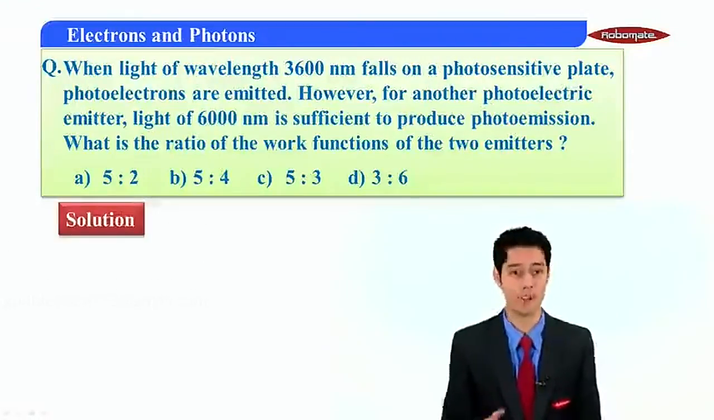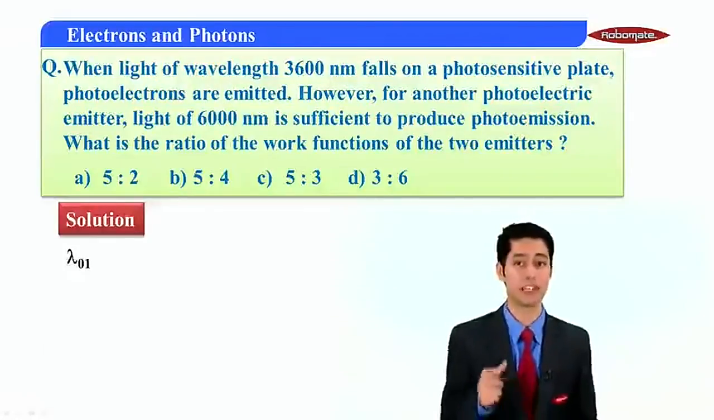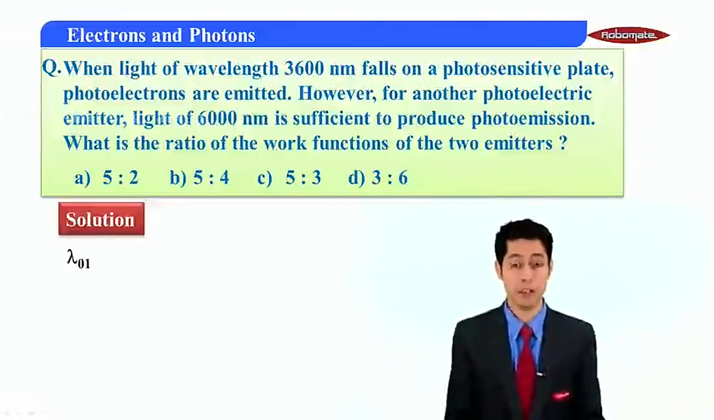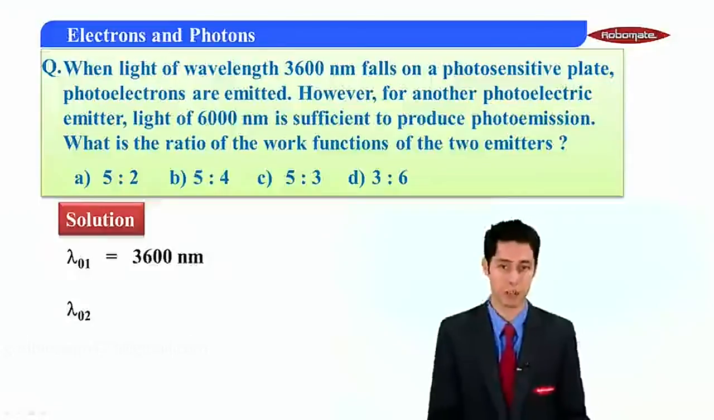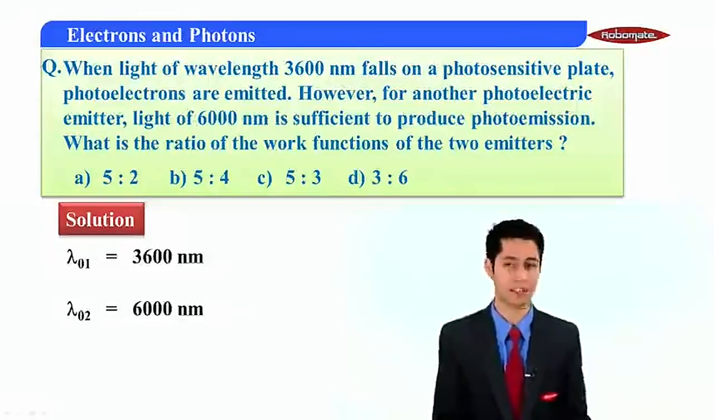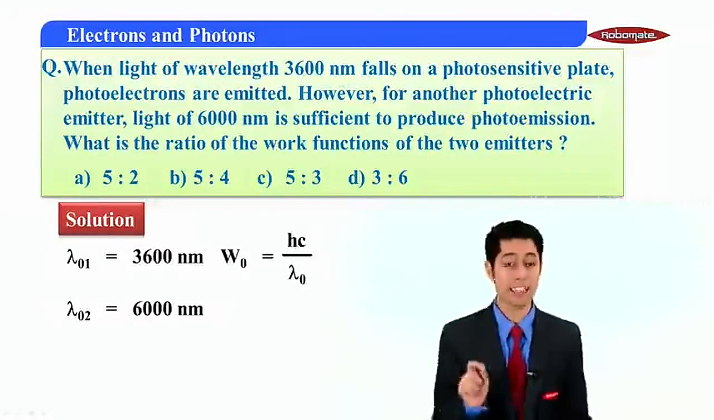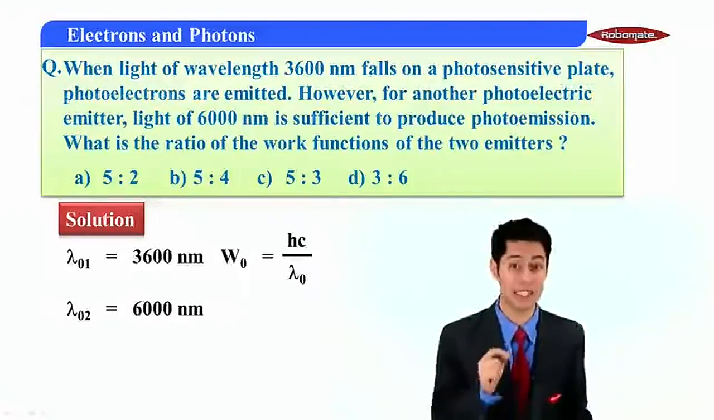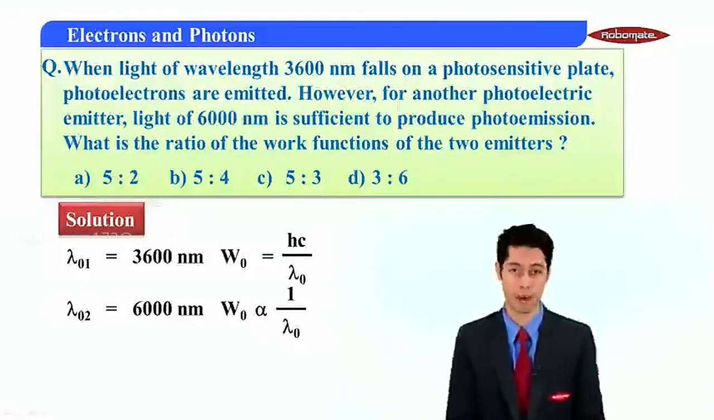Now how do we start solving this problem? When I say I have the work function that needs to be determined, let us first write down what is given to us. Lambda naught 1, that is the first threshold wavelength, is given as 3600 nanometer. Lambda naught 2 is given as 6000 nanometer. And I know that work function is given by hc by lambda naught. But students, we all know that hc is constant. So can I say work function is inversely proportional to lambda naught?